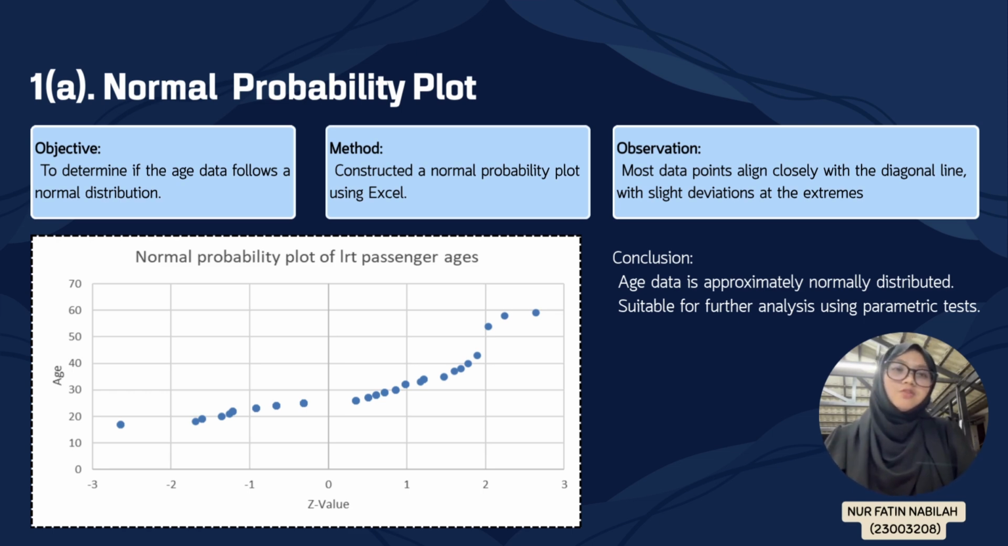For part A, I constructed a normal probability plot using the recorded ages. The data points closely follow a straight diagonal line with only a minor deviation at the ends. This pattern suggests that the age distribution is approximately normal, which validates the use of parametric methods such as the t-test in subsequent analysis, which we can use for question number 1B.